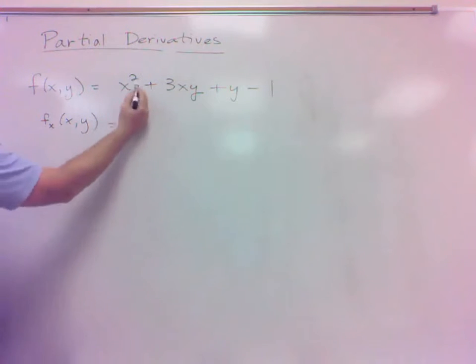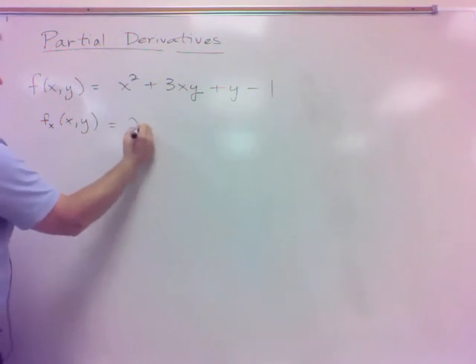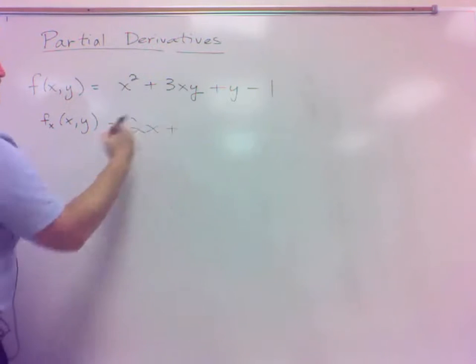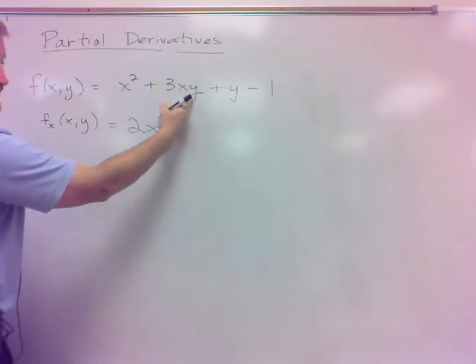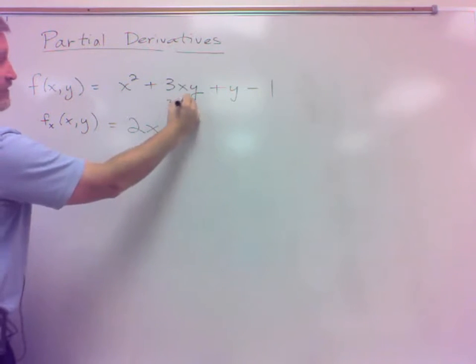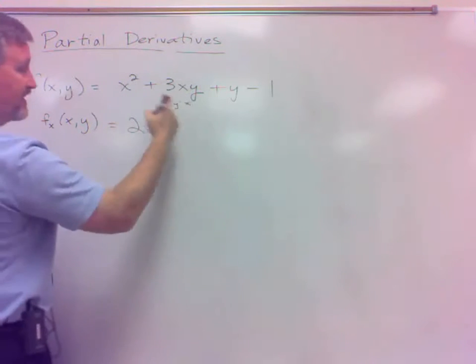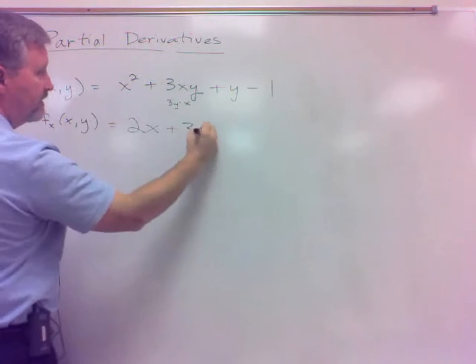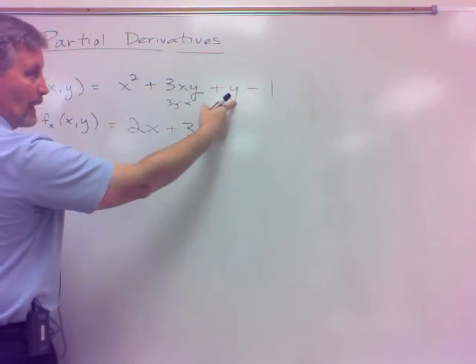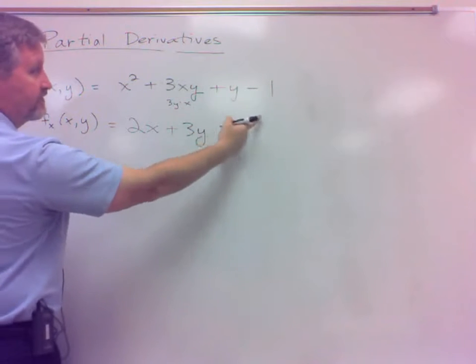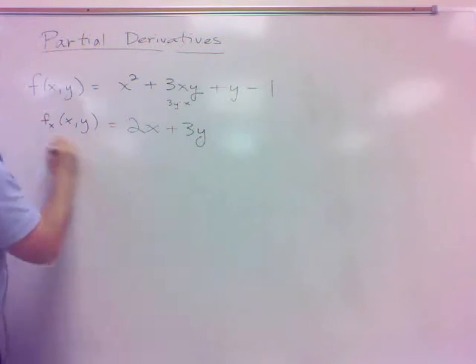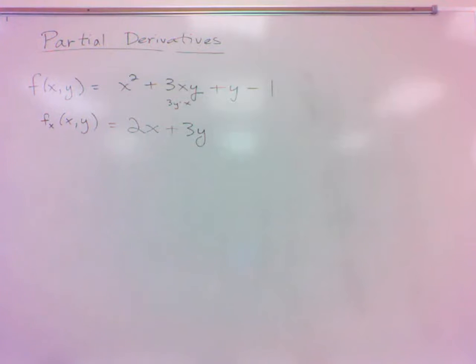And so here, that would be 2x, and for 3xy, well, the y is just a constant, so really we're thinking 3y times x, just do the derivative of the x. That'd be 3y. That's a constant, so that's 0 derivative, 0 derivative. So there you go, 2x plus 3y.